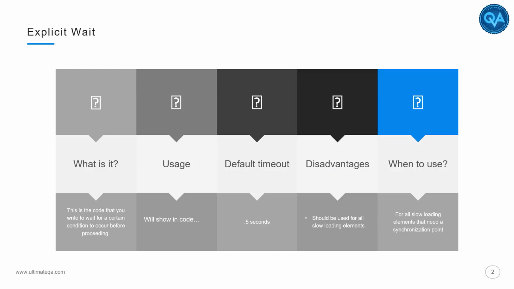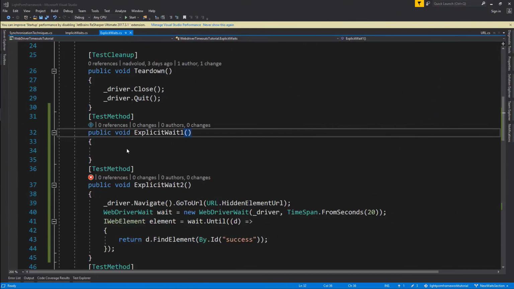Now, let's go and actually look at the code, see how explicit waits solve all the problems that implicit waits fail to solve. And then I'll also show you the problems that Selenium, a new version of Selenium, has caused us. So an explicit wait is code that you write to wait for some specific condition to happen before proceeding.